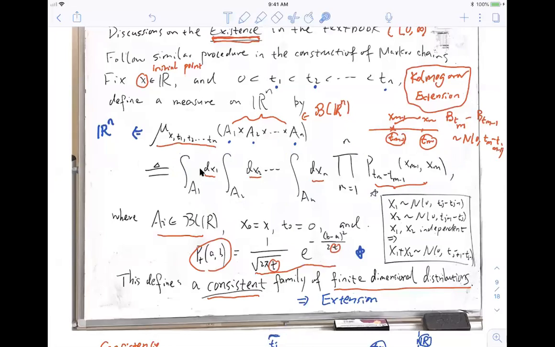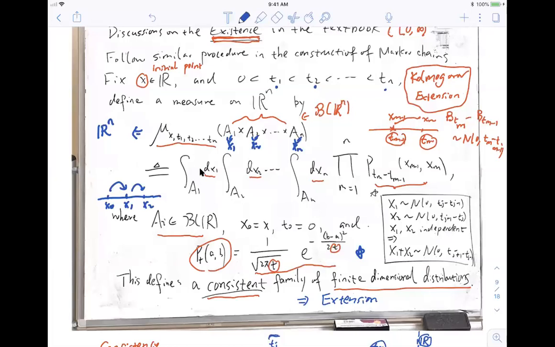It's the same, right? If from x0, you compute using the transition probability from x0 to x1, then from x1 to x2, and you integrate over all possible values for x1, x2, xn, so x1 is in A1, x2 is in A2, xn is in An. You just integrate all of them. So this is iterated integrals.